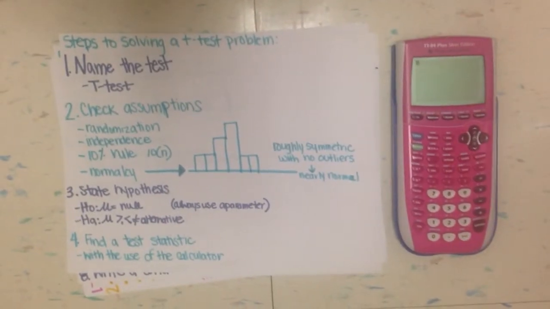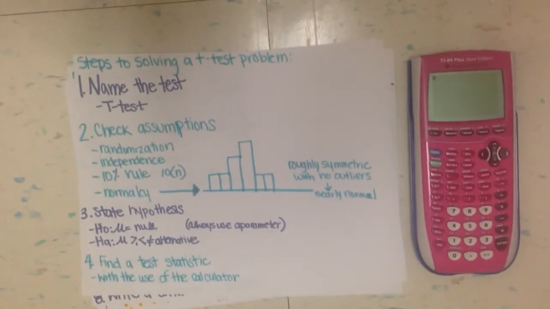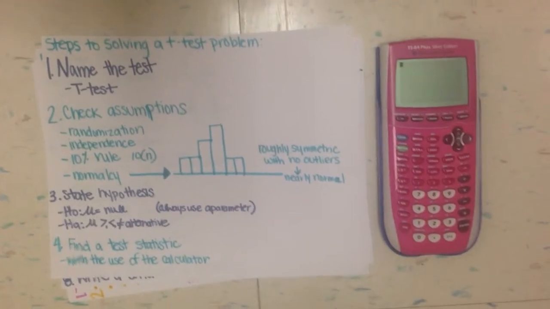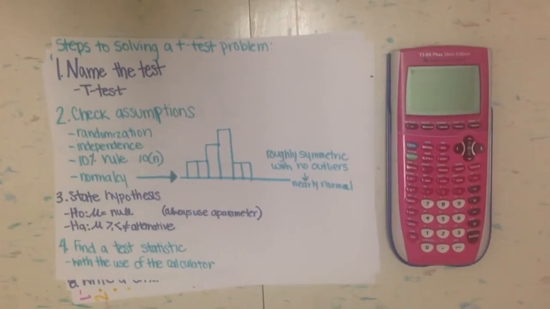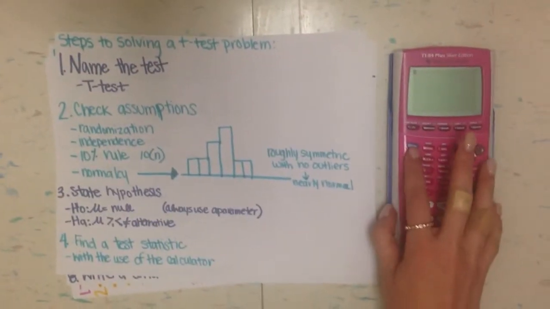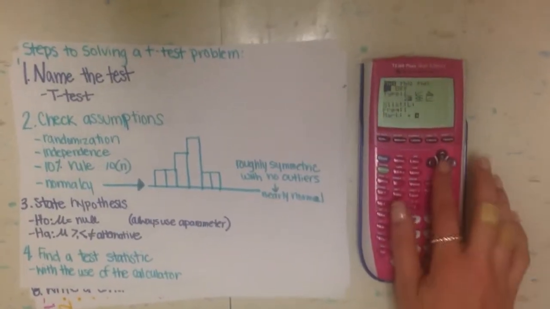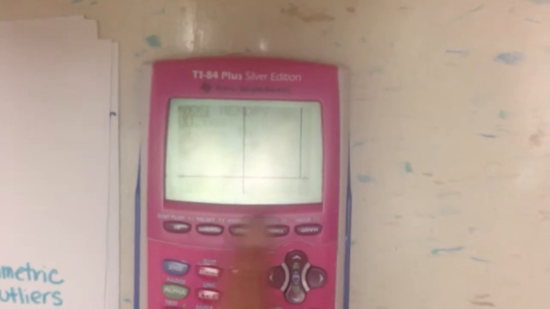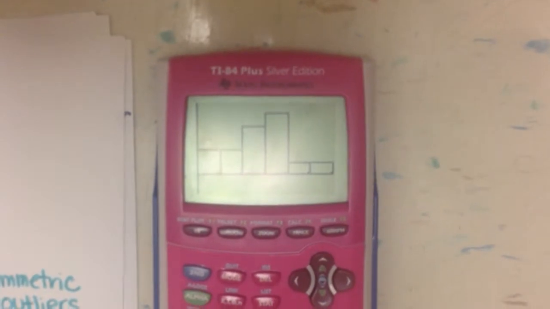So there are 8 steps to solving a t-test problem. The first one is to name the test. The second step is to check assumptions for randomization, independence, the 10% rule, and normalcy. And to find normalcy, you use a histogram. So you will go to stat plot, make sure your plot is on, go to histogram, make sure X is list 1, and then you will graph, zoom 9, and it has to be roughly symmetric with no outliers.